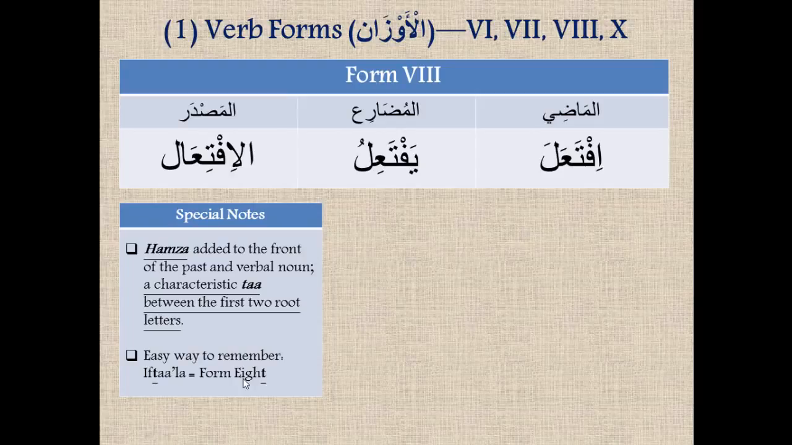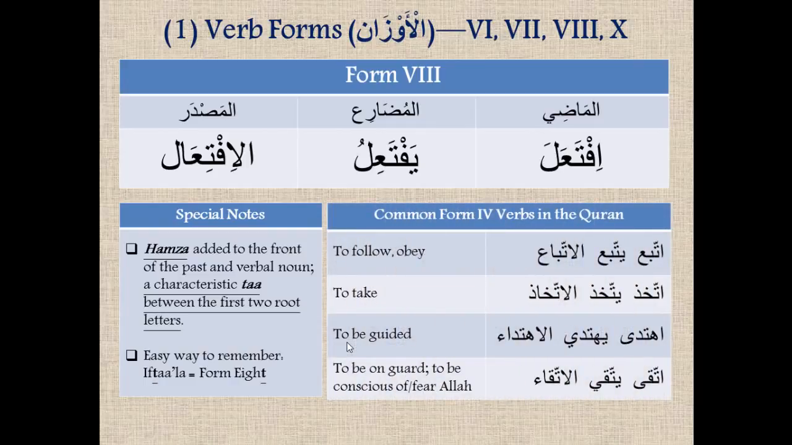Ifta'ala, Form 8. So for Form 7 we have infa'ala. For Form 8 we have ifta'ala. So the n and noon and the t and ta sounds are easy ways for us to remember Form 7 and Form 8. Just a coincidental correspondence in the English and Arabic phonetics. Now let's look at some examples of Form 8 verbs found in the Quran.